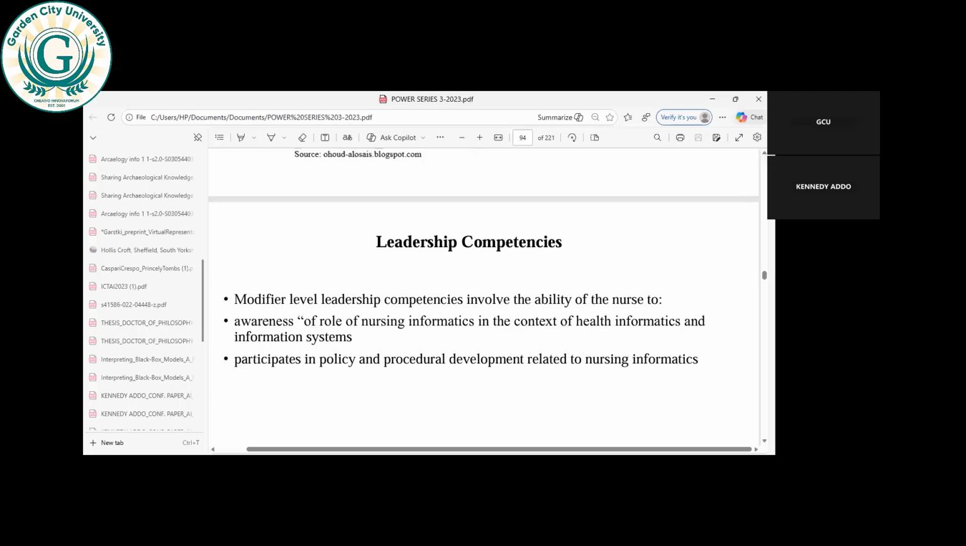You participate in policy and procedural development related to nursing informatics. This is very important. What is the policy document or legal document that supports nurses in their use of information systems? At the moment, we are working with LIMS or games. But have you wondered whether there is a bar.